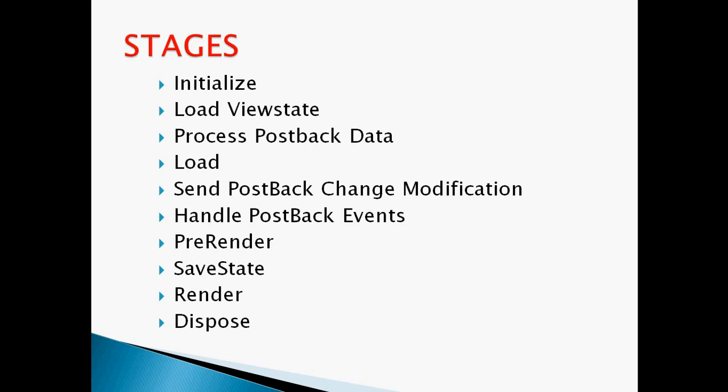Next is save state. Near the beginning of the life cycle, the persisted view state was loaded from the hidden variable. Now it is saved back to the hidden variable, persisted as a string object that will complete the round trip to the client. We can override this using the SaveViewState method. Next is render. This is the phase where the output that is generated is sent to the client browser. We can override it using the Render method, and the CreateChildControls method is called if necessary to create and initialize server controls in the control tree.